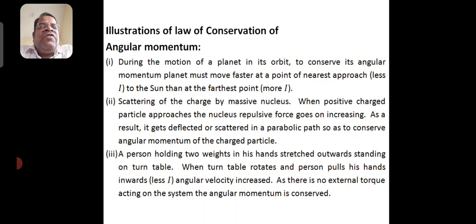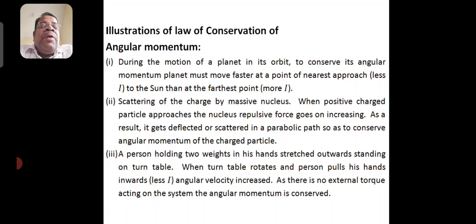The first illustration: during the motion of a planet in its orbit, to conserve its angular momentum, the planet must move faster at a point of nearest approach. At that time, its moment of inertia is less. When the planet is near to the sun, at that time it must move faster, because at that time its moment of inertia is less.